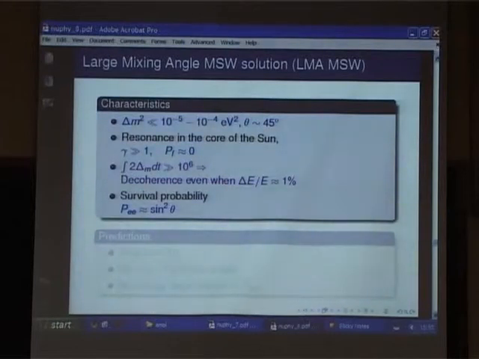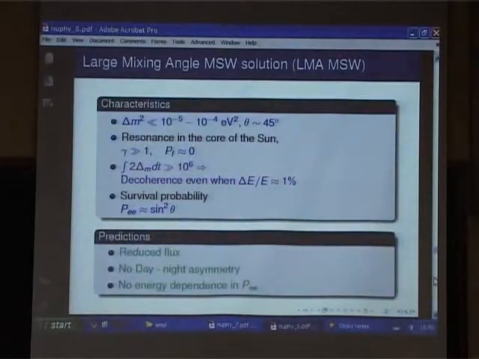So P is now a very simple expression. So what are the predictions? Flux is reduced, which we observed. No day-night asymmetry, fine, because it is only sin square theta, and the angle is near 45 degrees, a large angle. So theta m doesn't change much. So no day-night asymmetry.